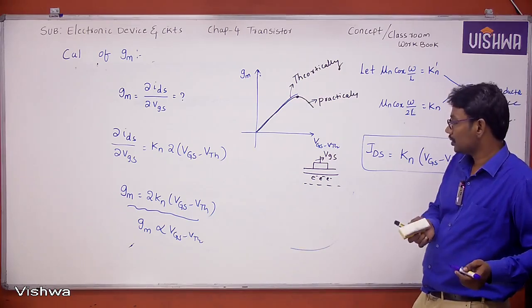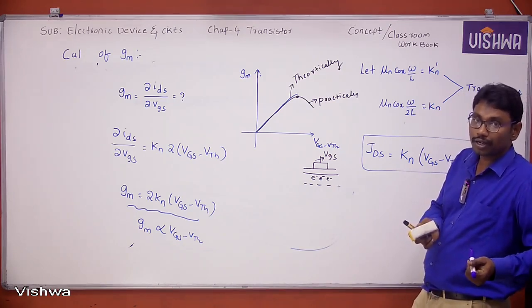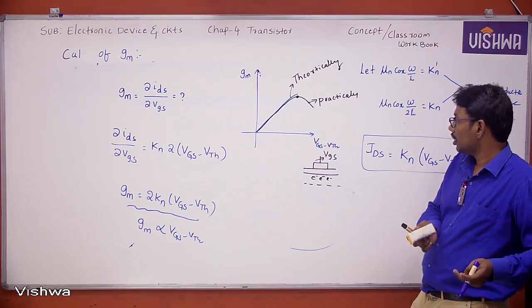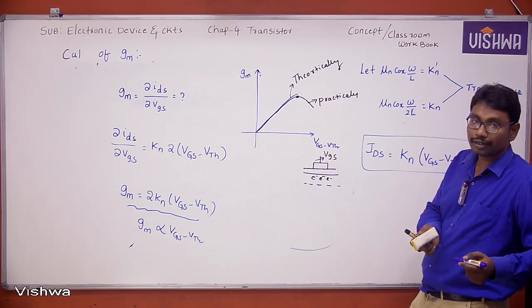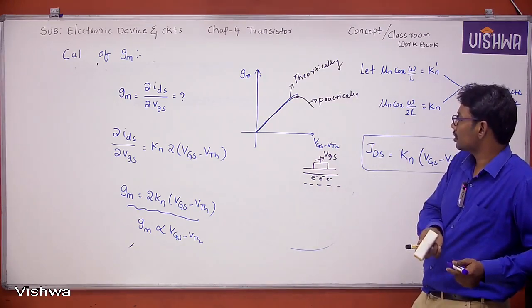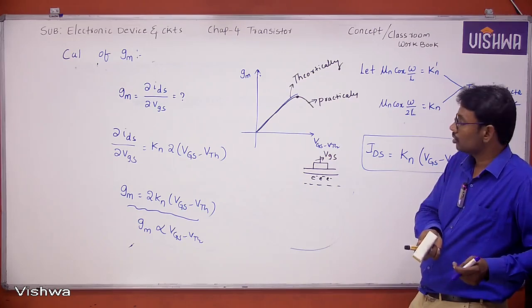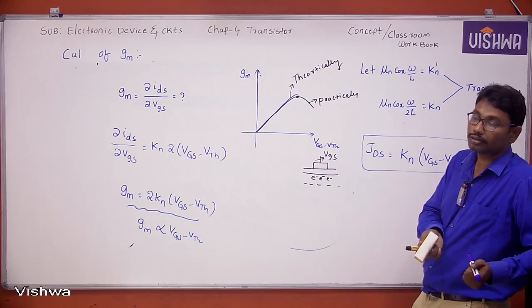Next one: the mobility of the charge carrier is decreased due to the attractive force offered by the oxide layer. Copy the diagrams, transconductance versus VGS graph. Very, very important here. Theoretically linear, but practically it is not linear.